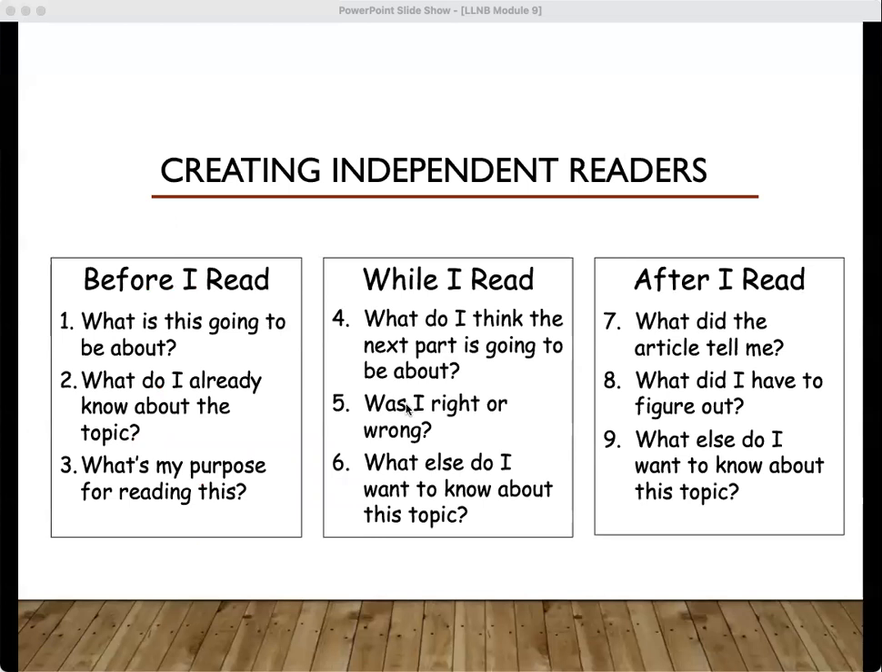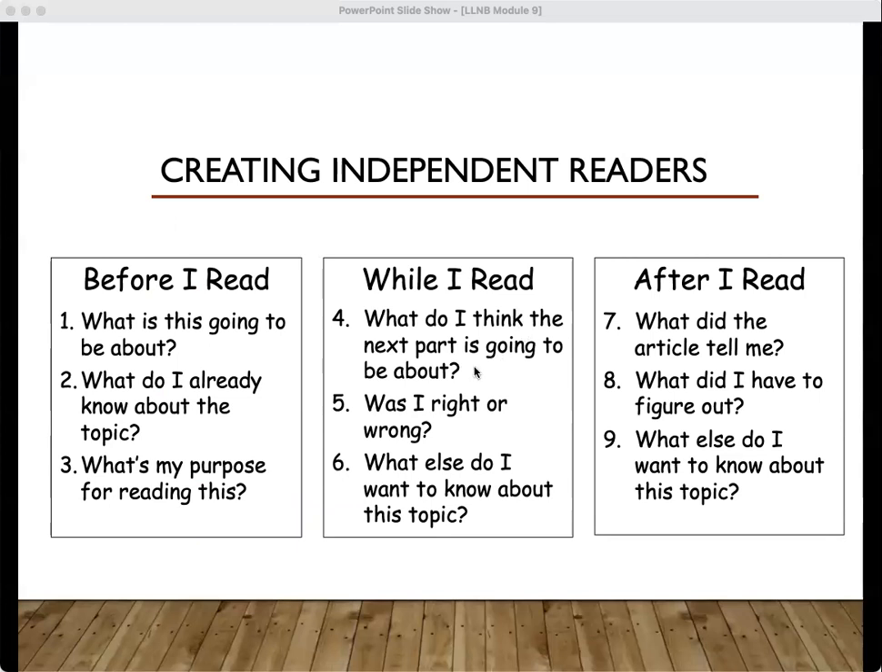Creating independent readers. Our goal is to create independent readers, and this is one way to do so. Tutors can write these questions on index cards and then teach your learner to use these generic questions to help them with comprehension monitoring. Before I read, I'm going to ask, what is this going to be about? What do I already know about the topic? What's my purpose for reading this?